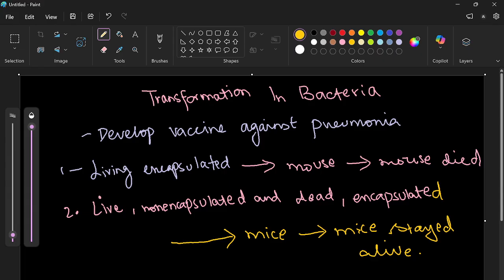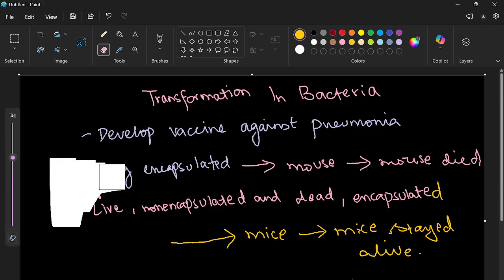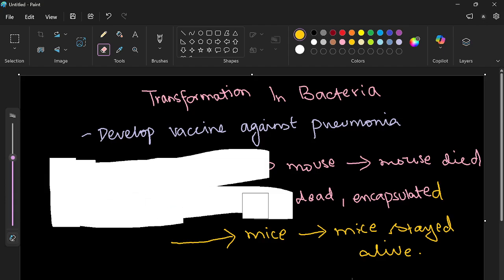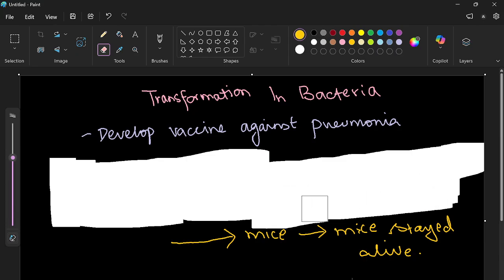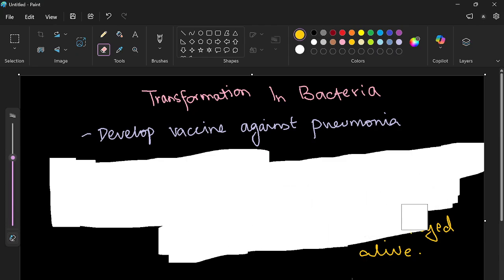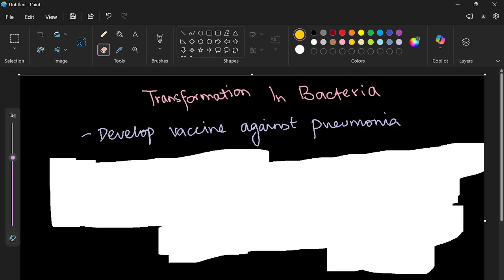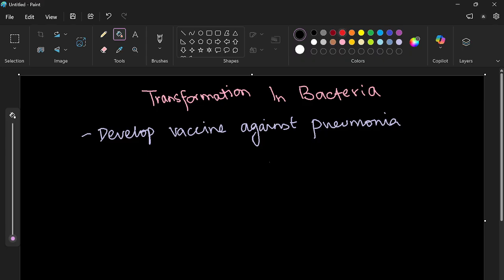So basically, the capsule is of no use if the bacteria is dead. So the mouse will not die; it will stay healthy and alive. Okay, so now what he did next is basically the principle of the transformation process. This step is where the transformation was first discovered.